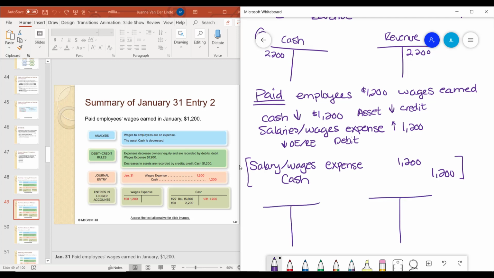I'm going to write those T accounts out. We have cash and salary expense. Cash is being credited, so it needs to be going on the right, but salaries expense is being debited, so that goes on the left here.